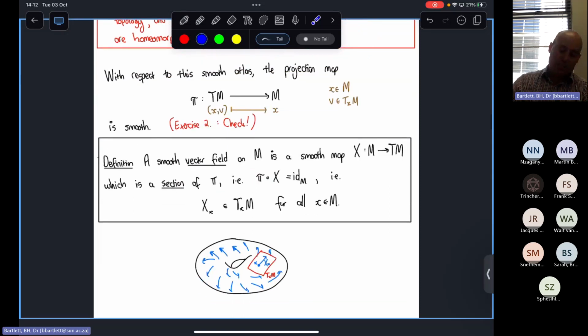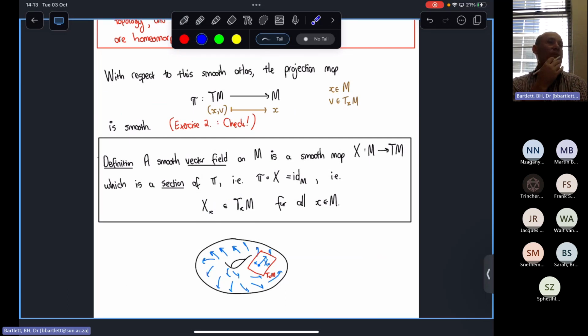Okay, and then the tangent bundle isn't just any old space. It has a natural projection map down to the base manifold, which just sends a pair x comma v to x. So a tangent vector at x can then just get sent to the point x. And a smooth vector field on the manifold is then defined to be a section of this bundle. In other words, a map from the base manifold up to the tangent bundle having the property that it's a section of the projection map. In other words, if you first do X and then you do the projection, that's the same as doing the identity map on M. That's just a fancy way of saying that at each point x in M, you're selecting a vector from the tangent space at x.